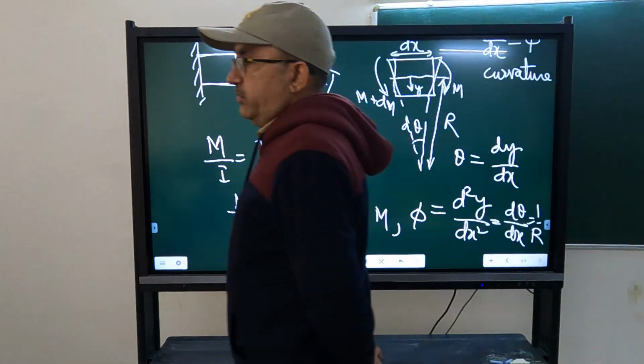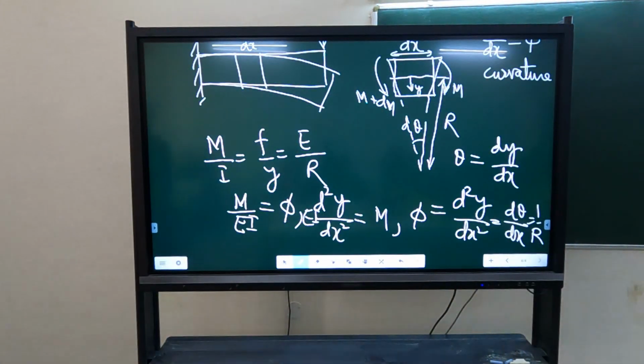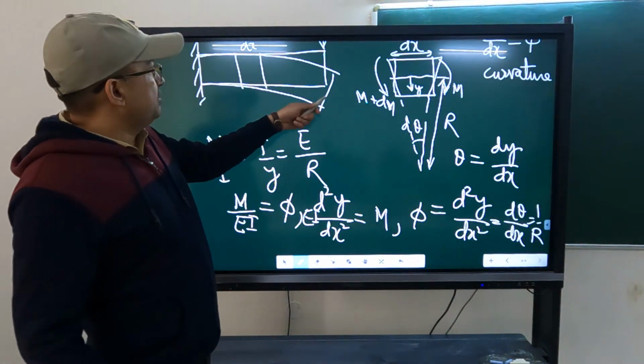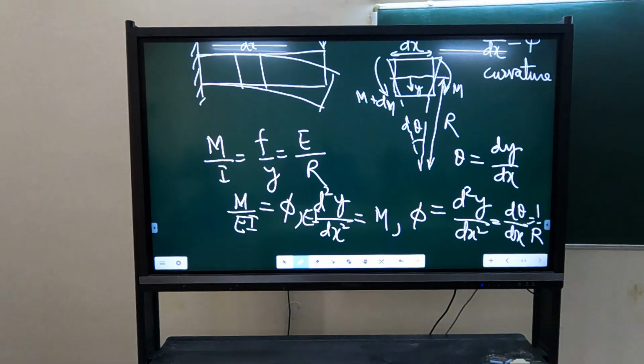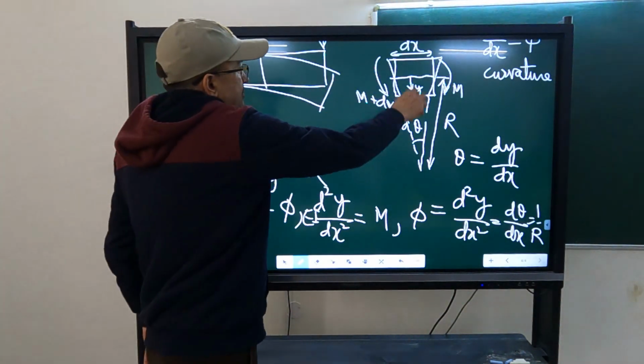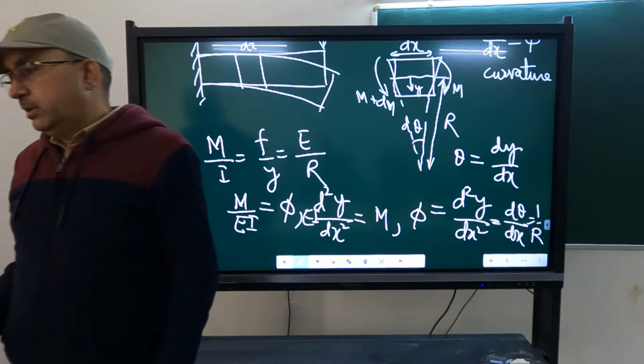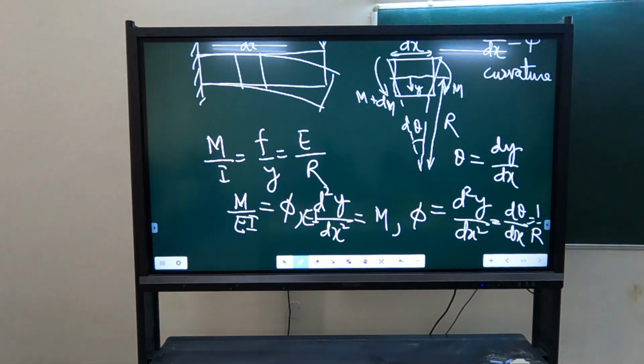So if you have to get curvature in an elastic beam, you know how to obtain it. It is M over EI, the bending moment at that section divided by EI, or if you know the displacement, then d square y by dx square will give you the curvature. Or if you know the radius, then 1 upon r will give you the curvature. You have done it, but perhaps you have not emphasized that much on curvature.